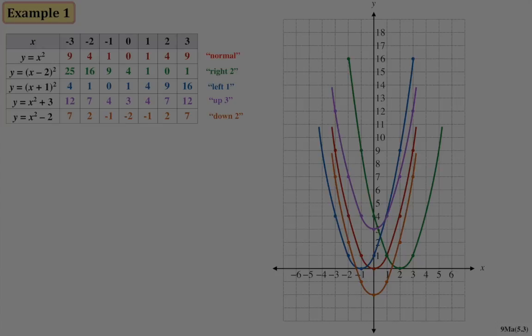Hopefully you've had enough time to plot those. What I would like you to recognize is that the 2 graphs that moved left and right had brackets in the original question. The graphs that moved up and down just had a +3 and a -2 on the end. They didn't have brackets. So brackets are going to control left and right movement. Adding or subtracting a number after the x squared will control up and down movement.